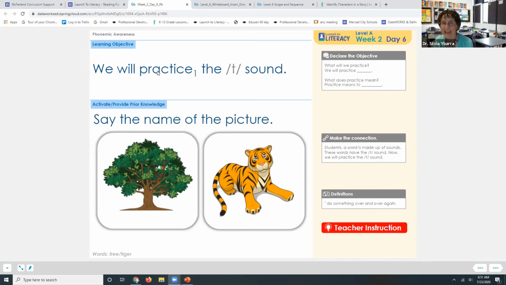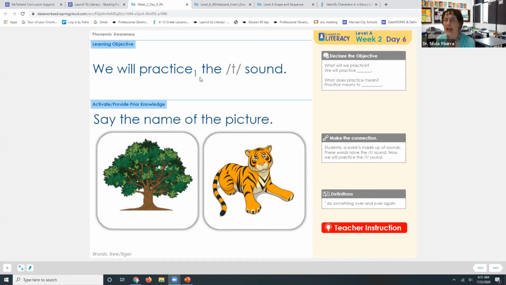Practice. Can we all say practice? Can we all say it? Practice. Can we say it one more time? Practice. And students, when we practice something, we're going to do it over and over and over again. Can we go like this, please? We're going to do it over and over and over again.